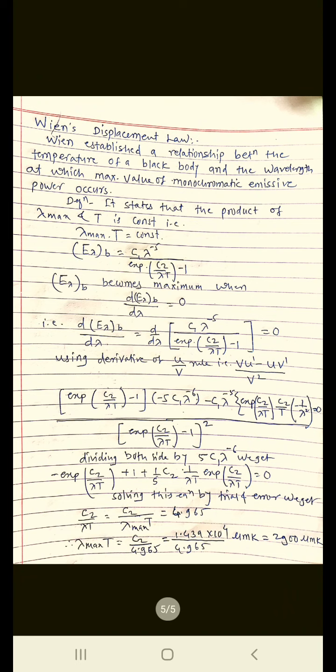Now we will discuss Wien's displacement law. Wien established a relationship between the temperature of a black body and the wavelength at which maximum value of monochromatic emissive power occurs. Definition of Wien's displacement law: it states that the product of lambda max and temperature T is constant, that is lambda max into T is equal to constant and its value is 2900 micrometer Kelvin.